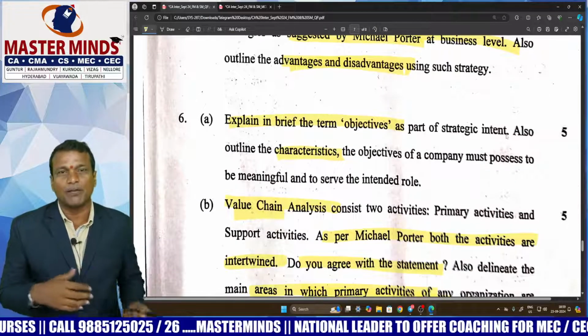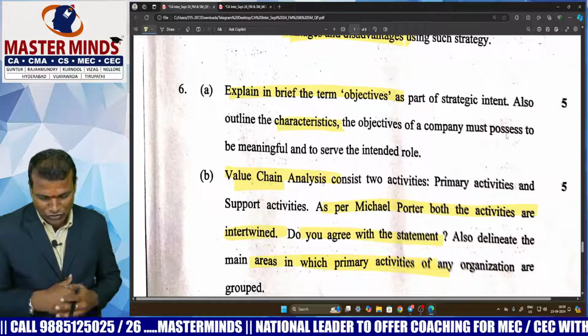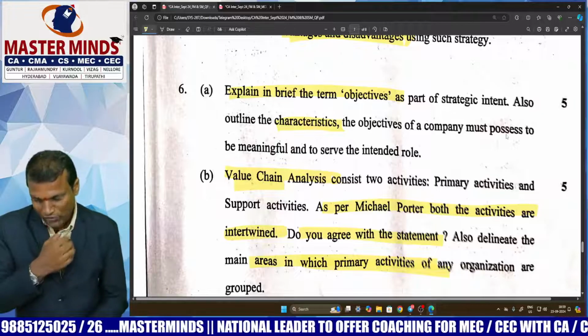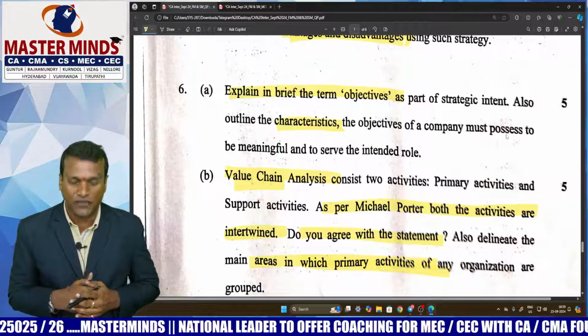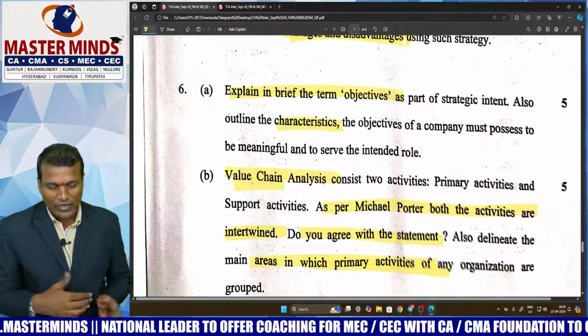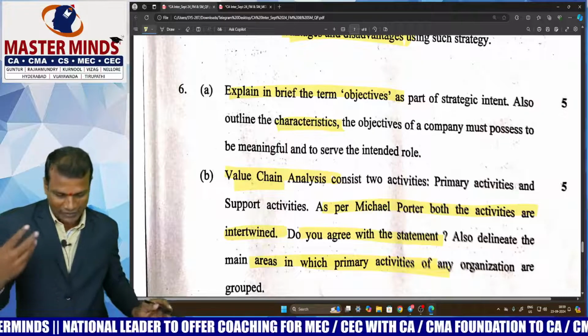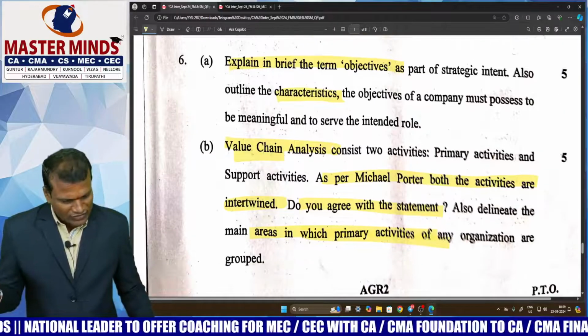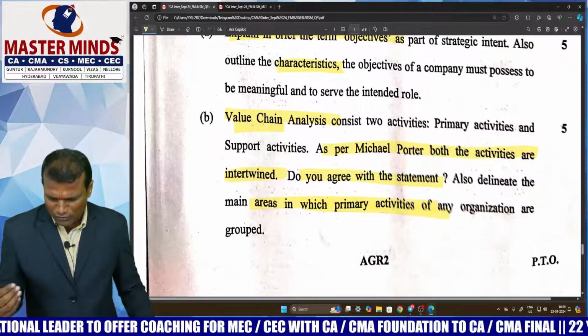After finishing off the compulsory question, now please move to the other questions under descriptive part. Look at question number 6, a very easy question. Explain the term objectives and outline the characteristics like SMART. Right, now it's a straightforward easy question. Now come to question 6b.